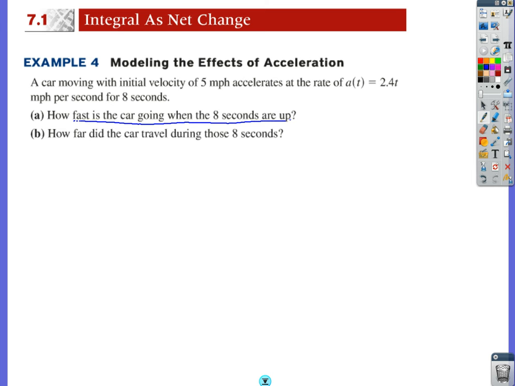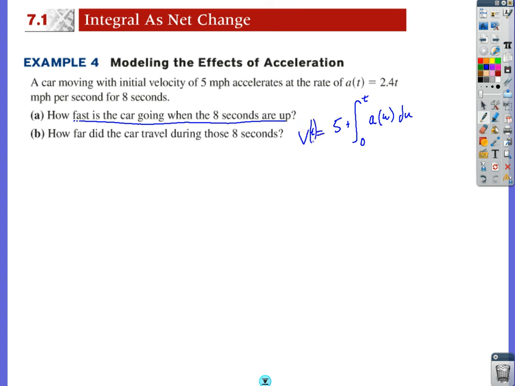So what we want to think about here is that we want to accumulate all my acceleration. That's going to give me my velocity. So what does that mean? That means that my velocity at any given time is kind of like the last one, where our position was based off of our initial position and our displacement. Our final velocity is going to be based off of our initial velocity of 5 miles per hour, and then we're going to accumulate from 0 to some point t my acceleration, a of u du. And that's what v of t is going to be.